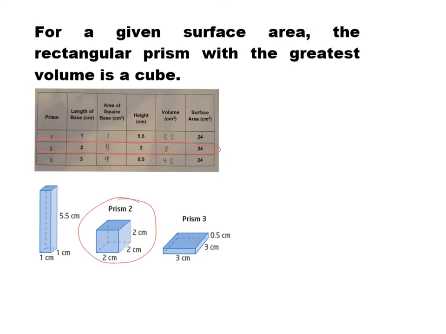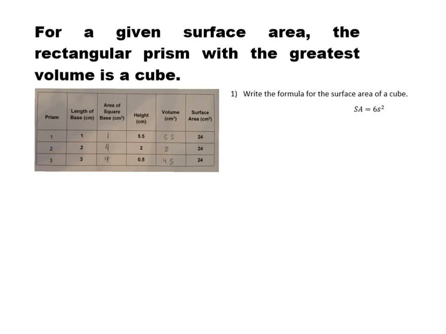Again, as I've said now numerous times, making a chart is not very efficient. Instead, you can first write the formula for the surface area of a cube. After I've written my formula, surface area S equals 6s squared, I can then substitute the given surface area into the formula. I will then have the equation 24 equals 6s squared.